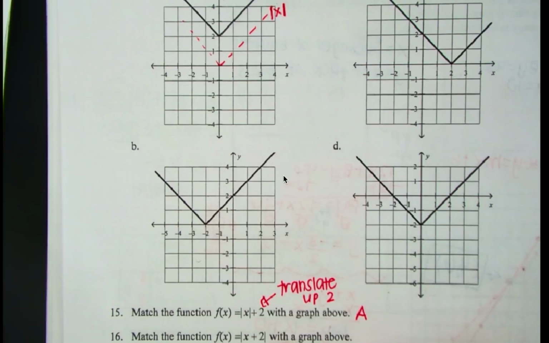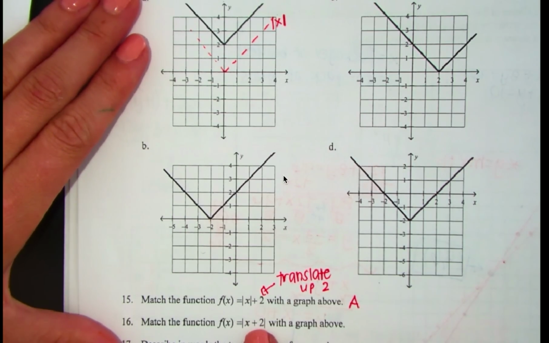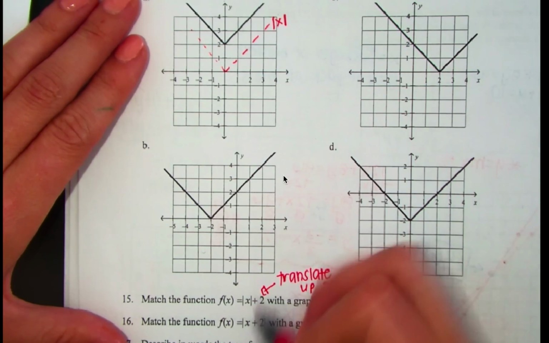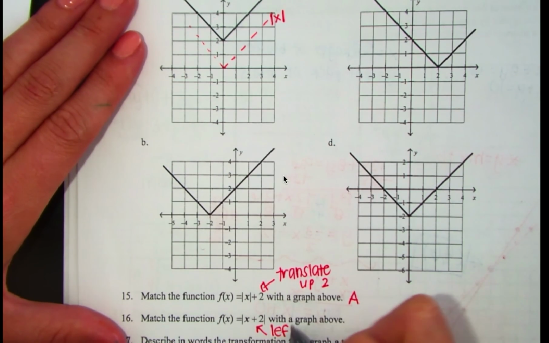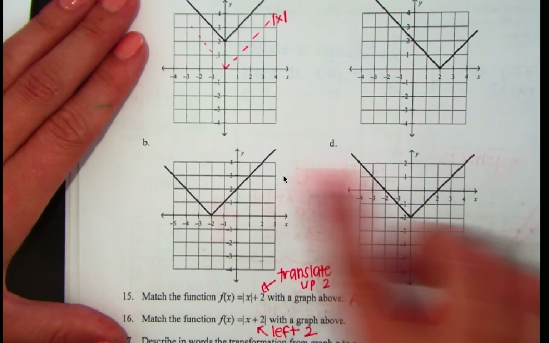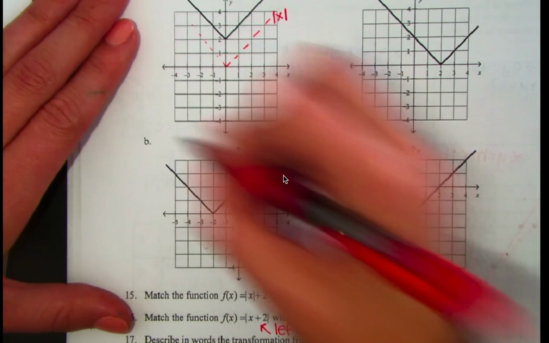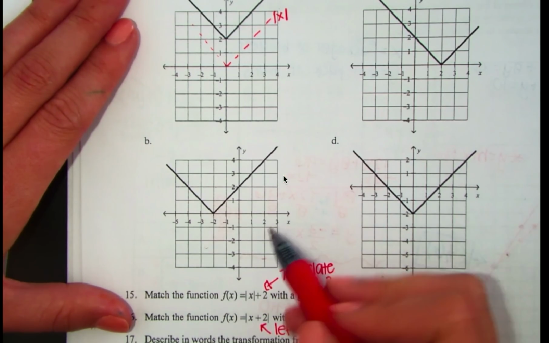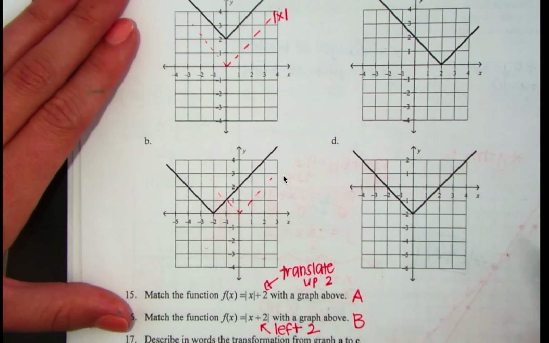All right, number 16, we're going to match this function with the graph above. We remember if it's inside the absolute value or inside parentheses, that number means go left and right. Because it's a positive 2, it means to go left 2. Remember, when you're inside parentheses or absolute value, you kind of think of changing that sign. So it means go left 2. So we look at each of these. The one that shows left 2 from the parent function is part B. Because again, parent function starts at 0, 0, and then it's moved left 2.